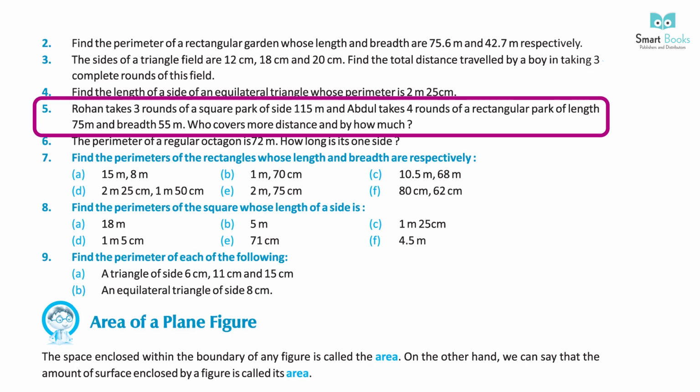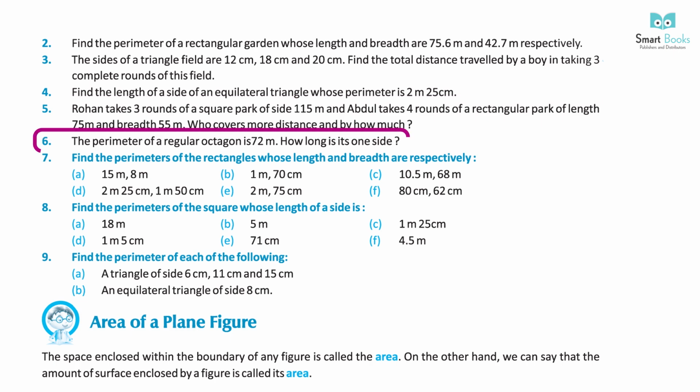Question 5. Rohan takes 3 rounds of a square park of side 115 meter and Abdul takes 4 rounds of a rectangular park of length 75 meter and breadth 55 meter. Who covers more distance and by how much? Solution. Rohan, 340 meter. Question 6. The perimeter of a regular octagon is 72 meter. How long is its one side? Solution. 9 meter.